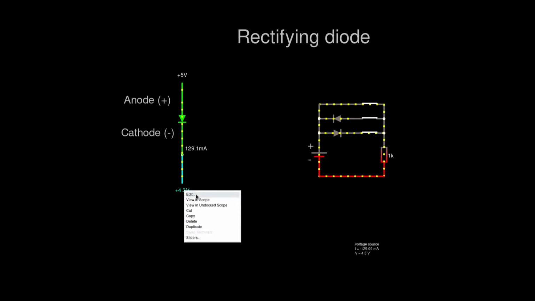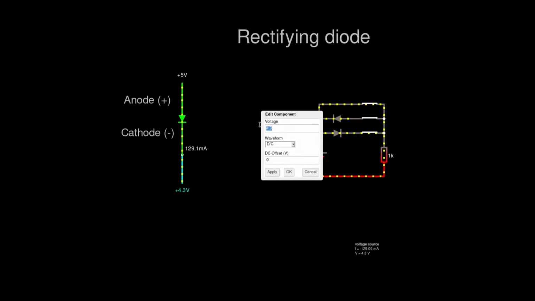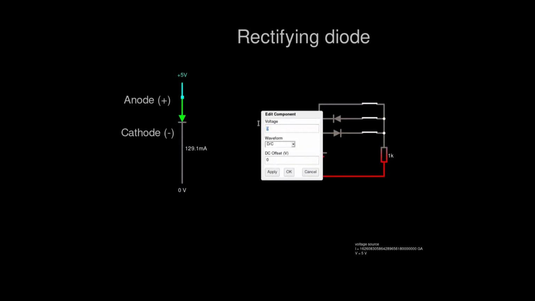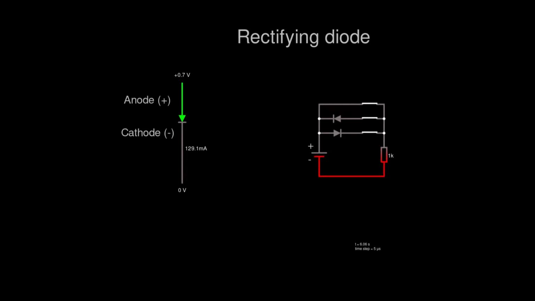So to make it a bit more obvious, I'll change that here to 0 and up here to 0.7 volts and reset the circuit. And there you go. We can see that the diode lets current through from positive to negative. It doesn't let current through very well from negative to positive, so it only conducts in one direction. And let's take a look at another example.